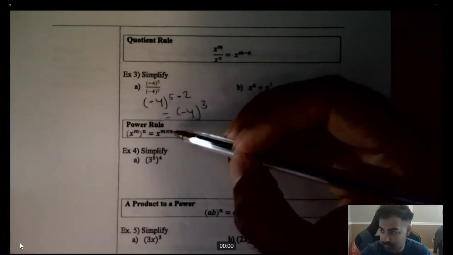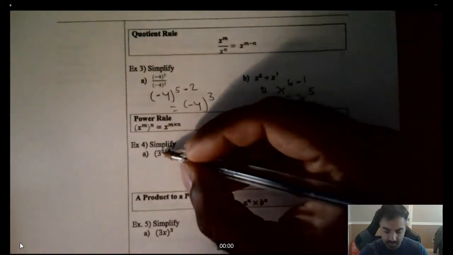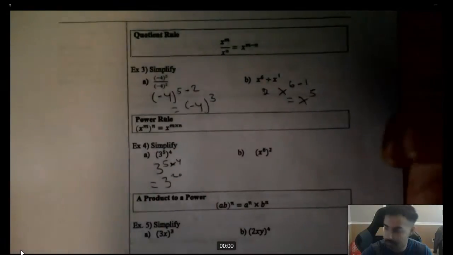So here it's represented by variables m and n. So let's look at a couple examples. So 3 to the power of 5 to the power of 4 is simply going to be 3 to the power of 5 times 4. So that's the same thing as 3 to the power of 20, right?